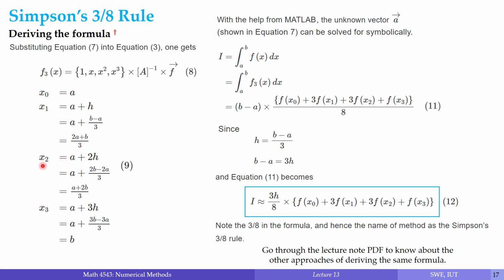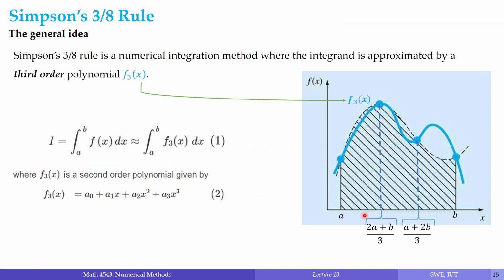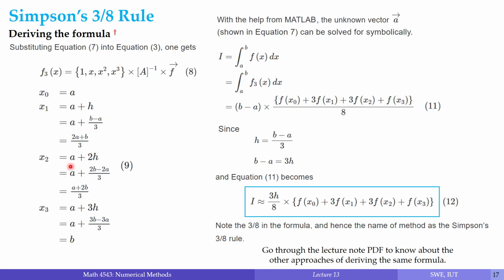Now for the point x2, let's go back to the figure. So x2 is somewhere over here. So x2 will be what? Two step sizes ahead of the initial point a, right? So it will be a plus 2h, which is a plus 2(b minus a) by 3, because we're simply multiplying (b minus a) by 3 with 2, right? So we end up with (a plus 2b) by 3.